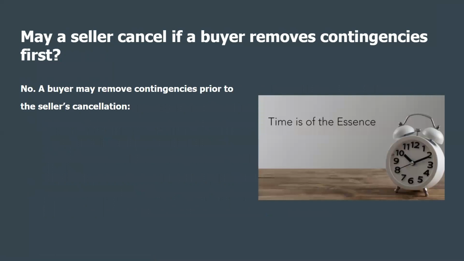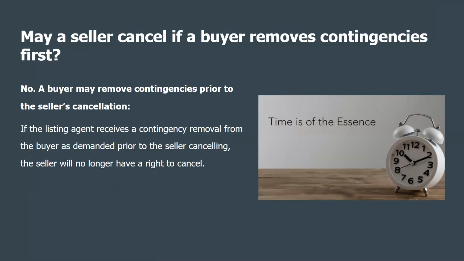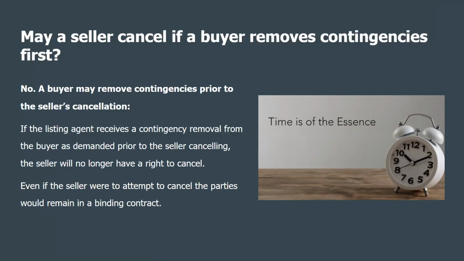So may a seller cancel if buyer removes contingencies first? No, a buyer may remove contingencies prior to the seller's cancellation. If the listing agent receives a contingency removal from the buyer as demanded prior to the seller canceling, the seller will no longer have a right to cancel. Even if the seller were to attempt to cancel, the parties remain in a binding contract.